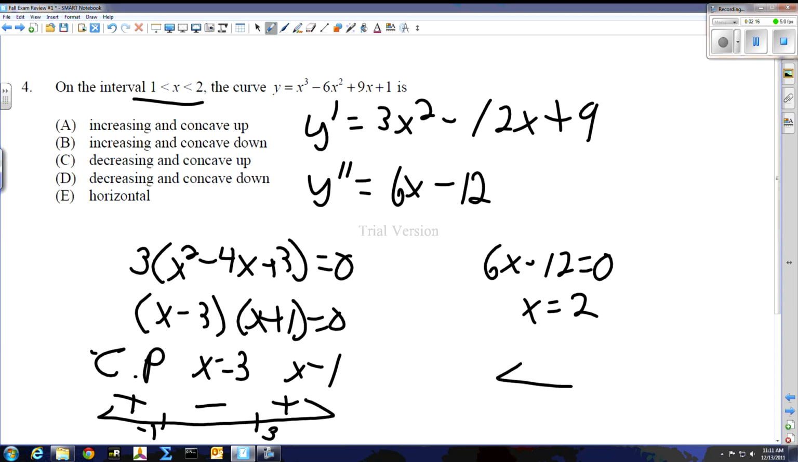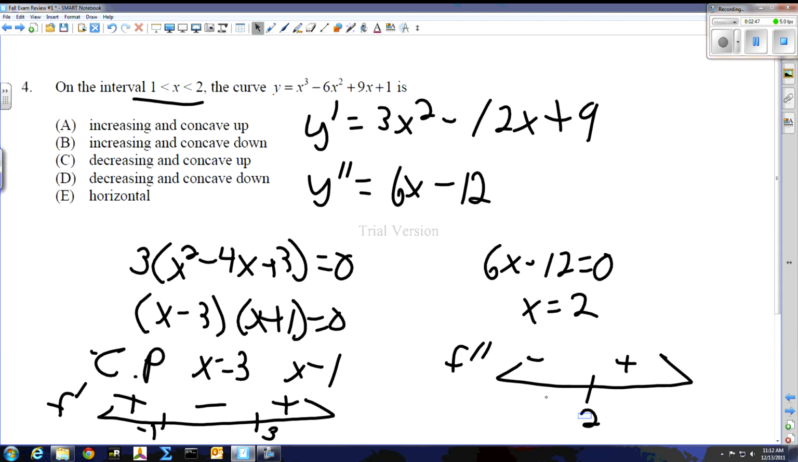And if we look at a sign line for the second derivative, if I put a number less than 2 in, I get a negative number out. If I put a number larger than 2 in, I get a positive number out. So my second derivative is negative, which means it's concave down before 2, and it's positive, which means it's concave up after 2.